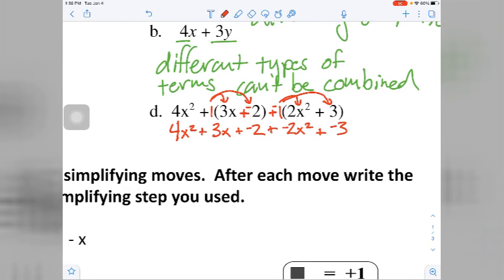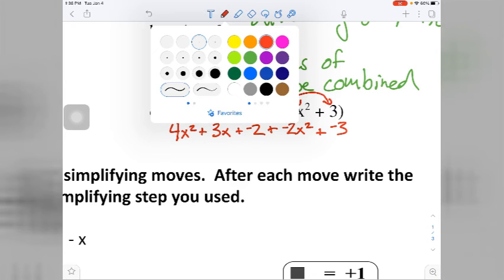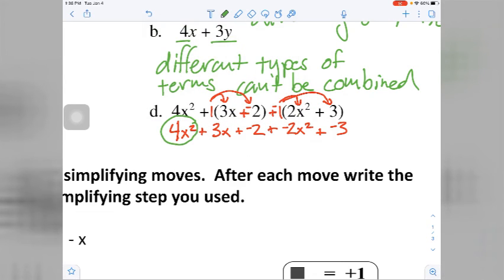And then 4x squared. So then we would combine these, and I would have 4x squared plus negative 2x squared is negative 2x squared.